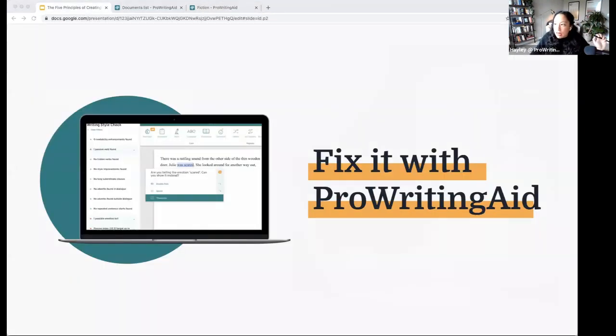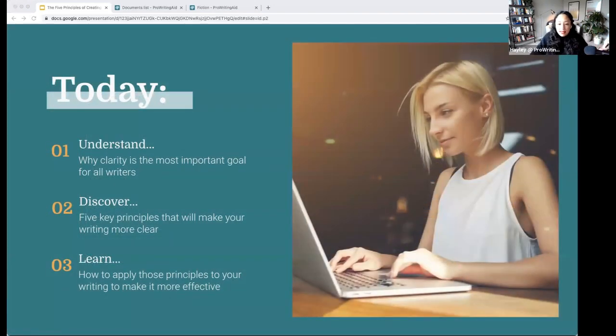So today we have covered why clarity is the most important goal for all writers. We have also talked about 5 key principles that are going to make your writing more clear. And we have told you how to apply those principles to your writing to make it more effective. So we have covered a ton today, and we have another session after this.